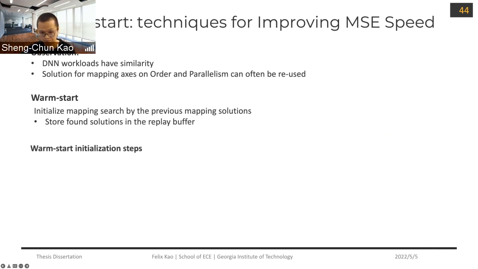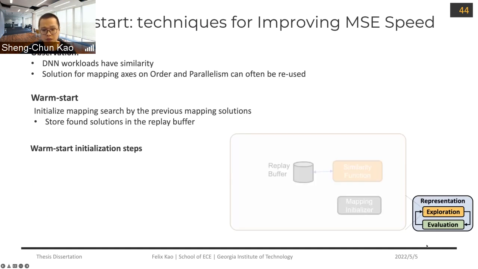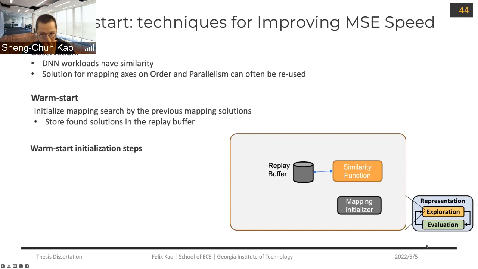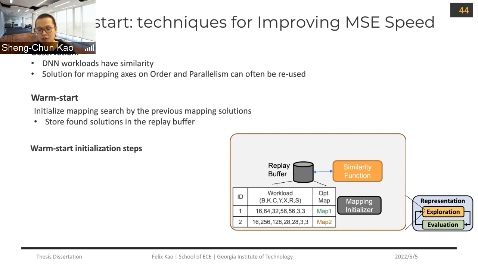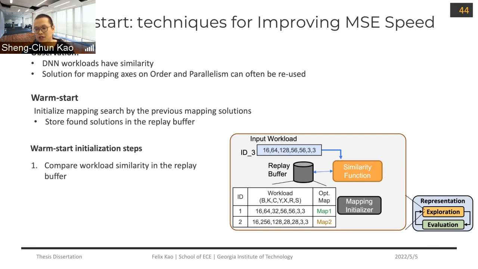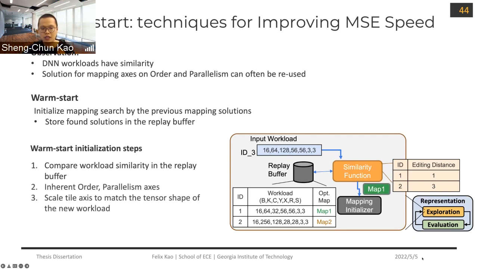It works like this. It happens at the start of the MSE. It has two main functions, similarity check and mapping initializer. The replay buffer stores the previous solutions we have found, for example, map1 and map2 for workload 1 and workload 2. When a new workload comes, it goes into the similarity check function. Then we use edit distance to compare the similarity to the previous workloads. The edit distance here for workload 1 and workload 2 is 1 and 3. So here we pick workload 1's mapping, which is map1. And map1 goes to the mapping initializer. In the mapping initializer, it inherits order and parallelism and scales the tile size to match the shape of the current workload. Then we can go into the MSE.